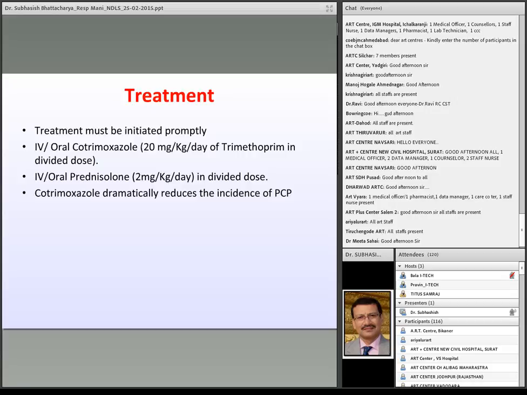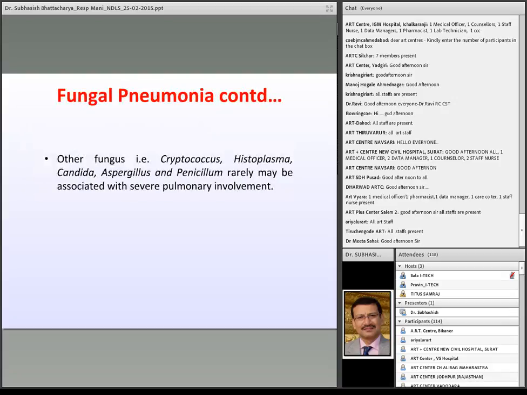Treatment should be given immediately, oral or IV, but what is available is oral cotrimoxazole 20 mg per kg per day of trimethoprim in divided doses, along with IV or oral prednisolone 2 mg per kg in divided doses for severe cases. And cotrimoxazole prophylaxis dramatically reduces the incidence of PCP in the HIV population. Other fungi like Cryptococcus, Histoplasma, Candida, Aspergillus and Penicillium may rarely be associated with severe pulmonary involvement, but are not that common in the pediatric population.